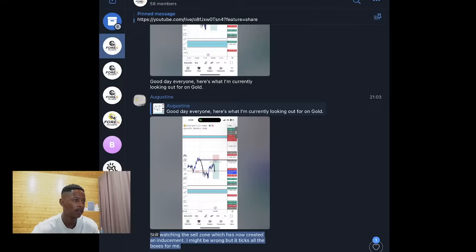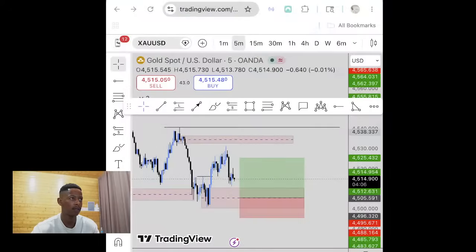I'm still watching the sell zone, which has now created an inducement. I might be wrong, but it ticks all the boxes. Yeah, I don't think you are wrong, truly speaking. And don't doubt your setup. That's a good one. I don't think that you're wrong. That's actually an amazing one.